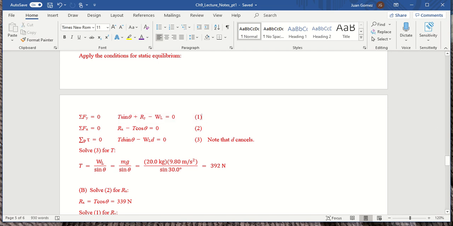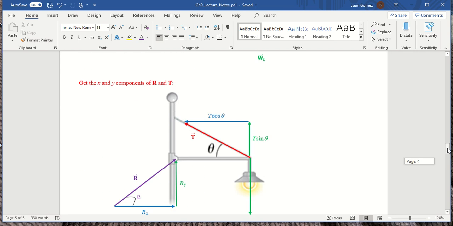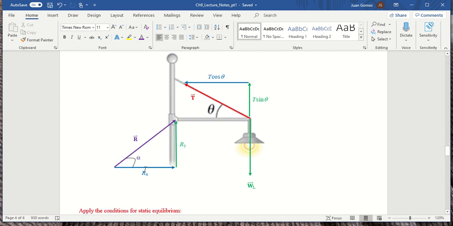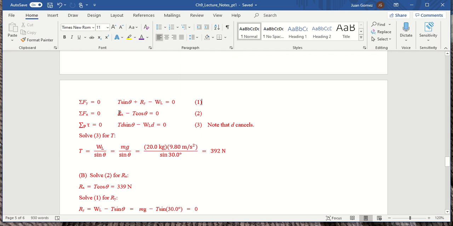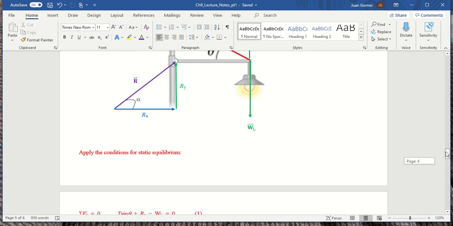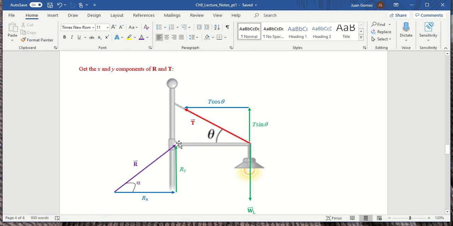Now, sum of the forces in the x direction equals 0. Well, very simple. Rx is positive. T cosine theta is negative. Add them up, set them equal to 0. Rx minus T cosine theta equals 0. That's equation 2. Now let's do the sum of the torques about my pivot, about this point here, where the support beam is attached to the light pole.